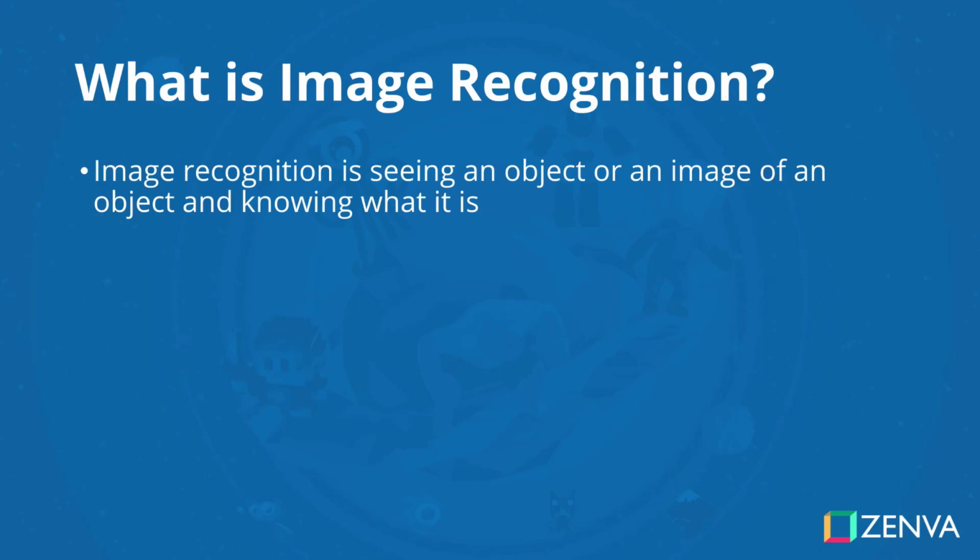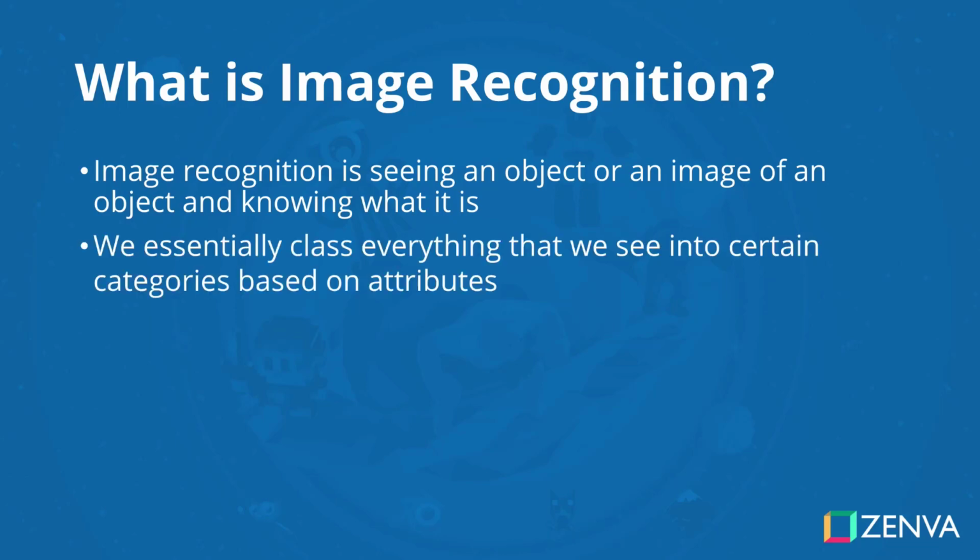Image recognition is seeing an object or an image of that object and knowing exactly what it is. At the very least, even if we don't know exactly what it is, we should have a general sense for what it is based on similar items that we've seen. Essentially, we class everything that we see into certain categories based on a set of attributes. That's why image recognition is often called image classification, because it's essentially grouping everything that we see into some sort of a category. Now, the attributes that we use to classify images is entirely up to us.